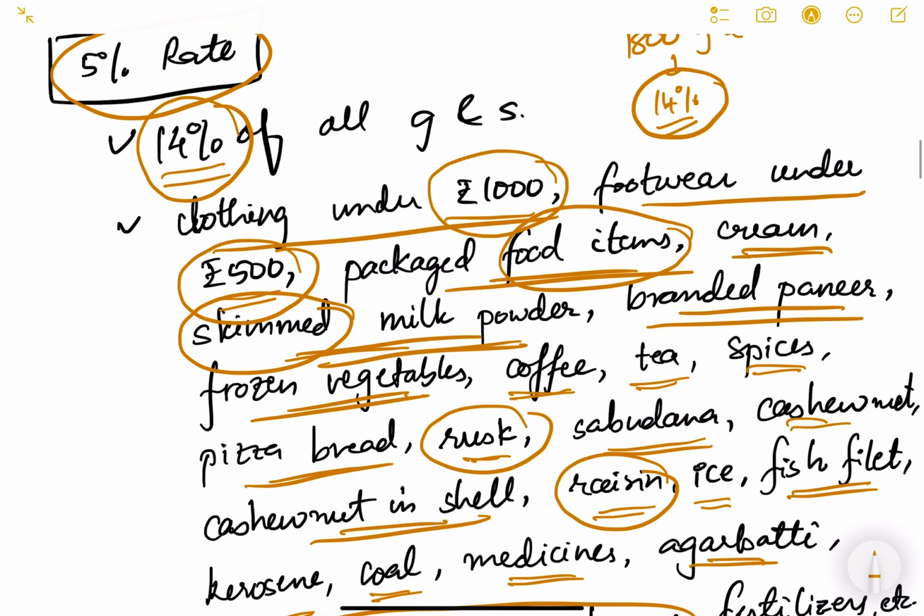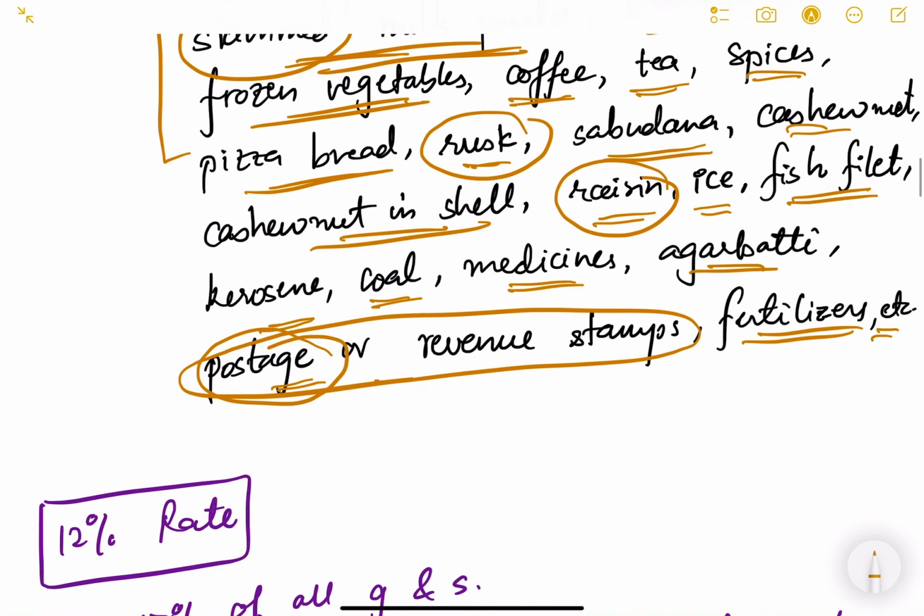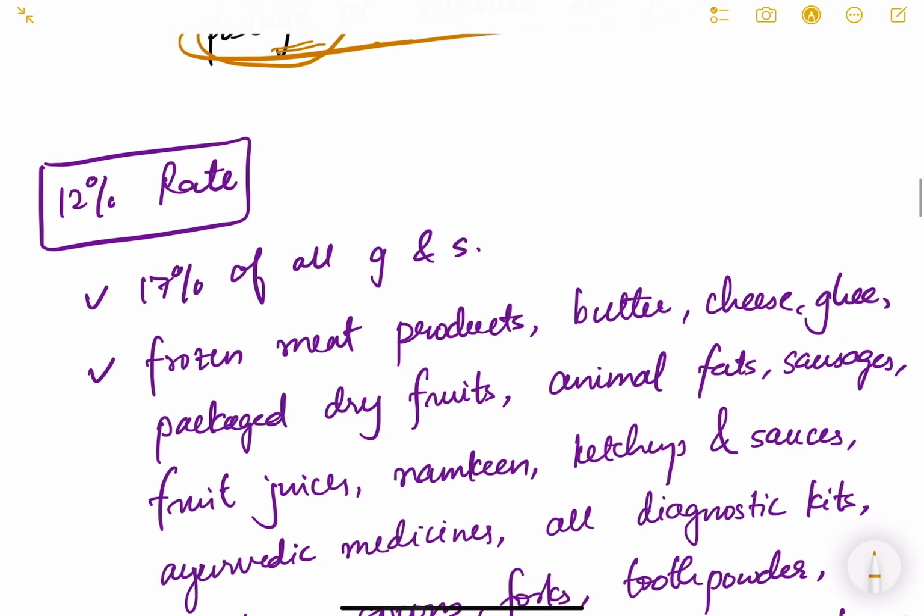Okay, you will notice here that different food items are mentioned in different categories. Some food items are exempted also, some are charged at 5% also, 18% also, 12% also. So we will see that.